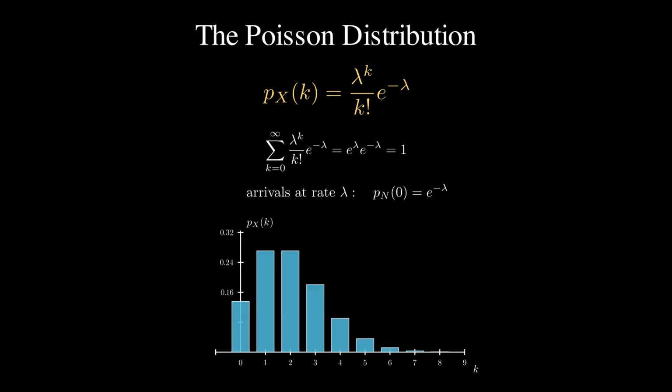Poisson is the go-to model for counts: requests hitting a server, arrivals in a queue, calls in a minute. If requests arrive at rate lambda per second, the probability that none arrives in a given second is simply e to the minus lambda.